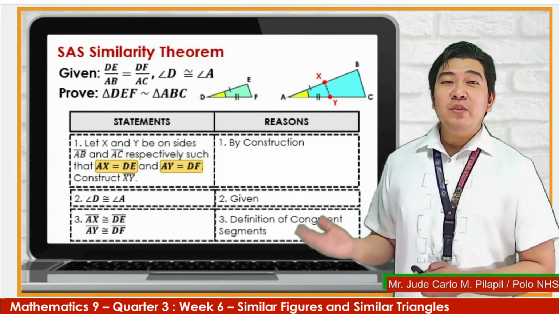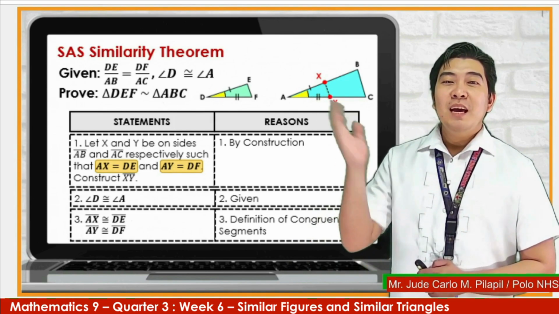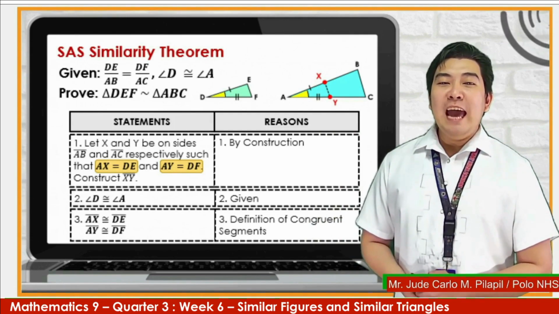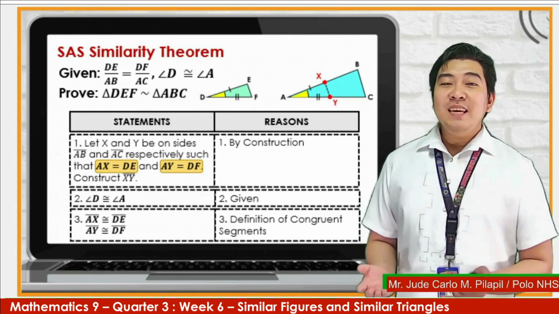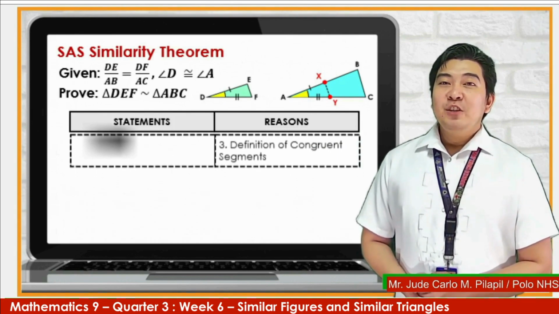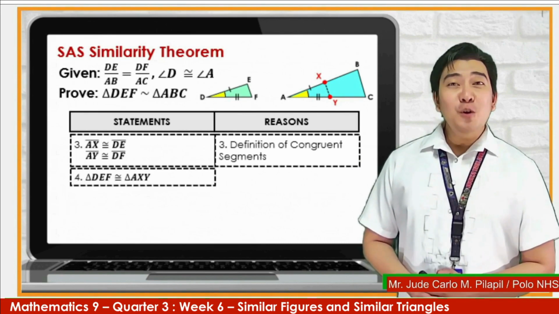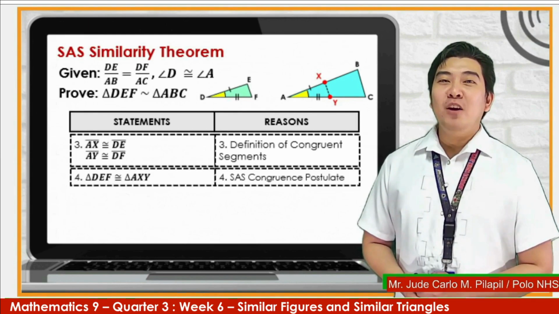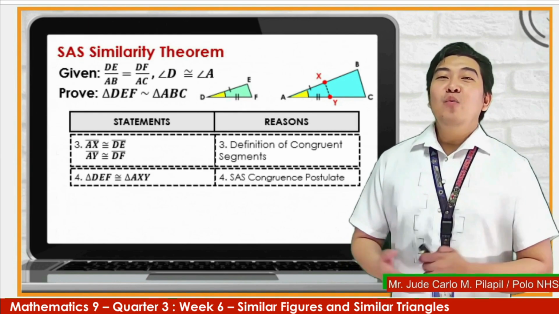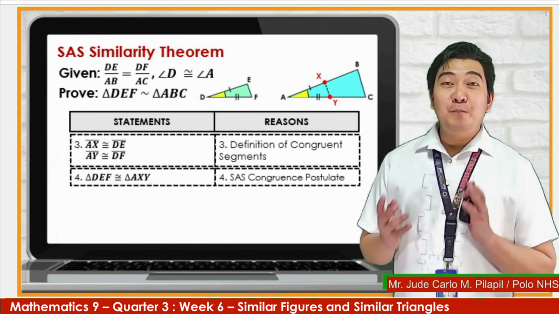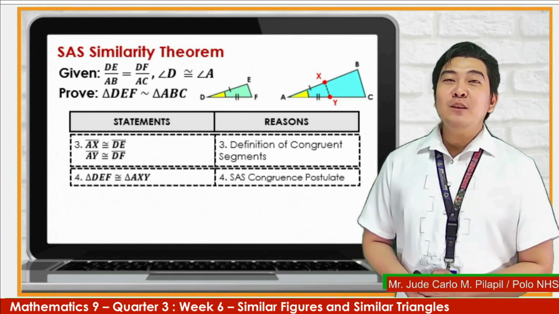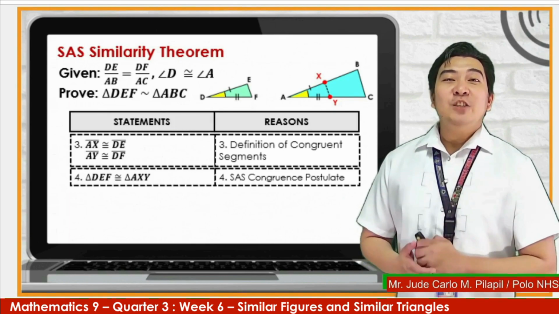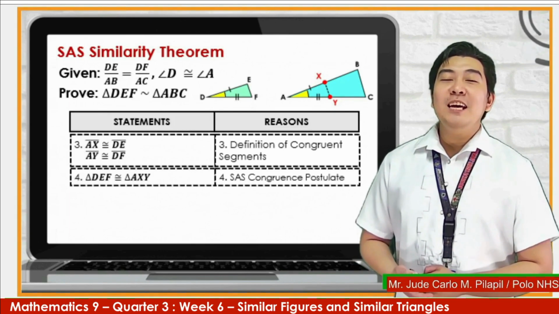Referring to statements 2 and 3 and the markings on the figures, since we have two pairs of corresponding sides that are congruent and a pair of included angles that are also congruent, we can say that the small triangle, triangle DEF, is congruent to triangle AXY. The reason is SAS congruence postulate. By this, we are through with our first goal, which is to prove that triangle DEF is congruent to triangle AXY. Let us proceed to our second goal, to prove that triangle AXY is similar to triangle ABC.